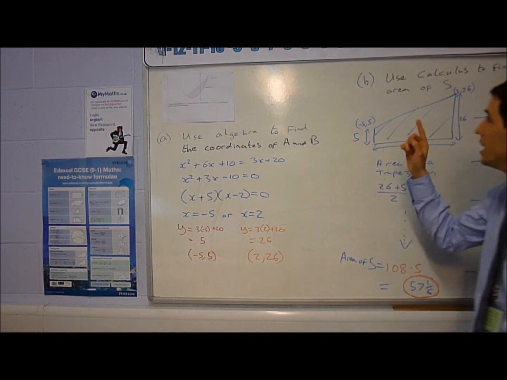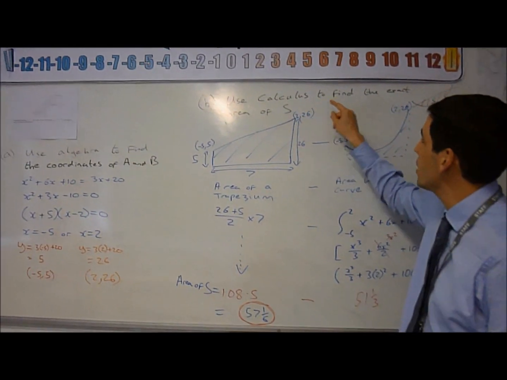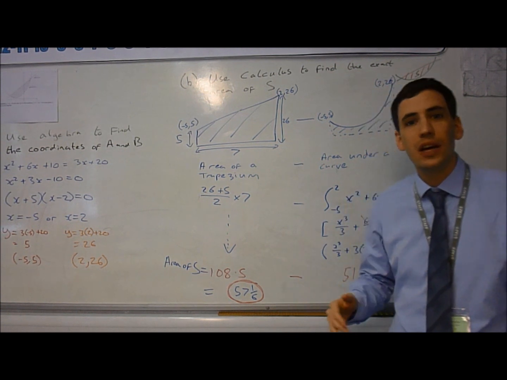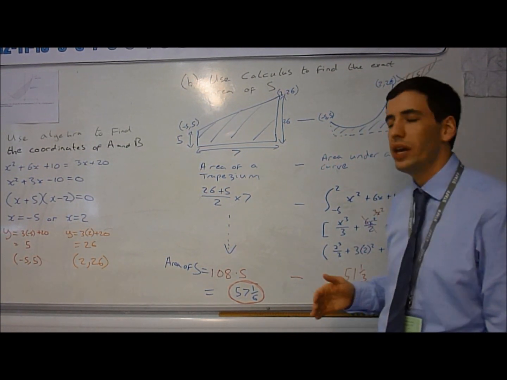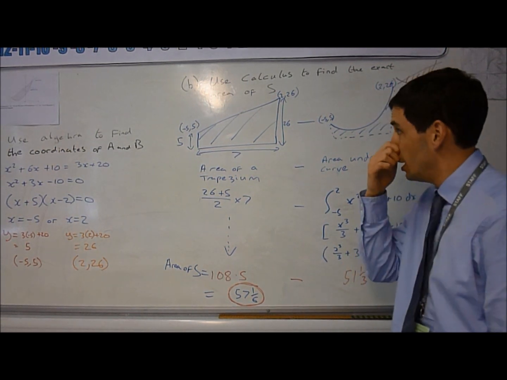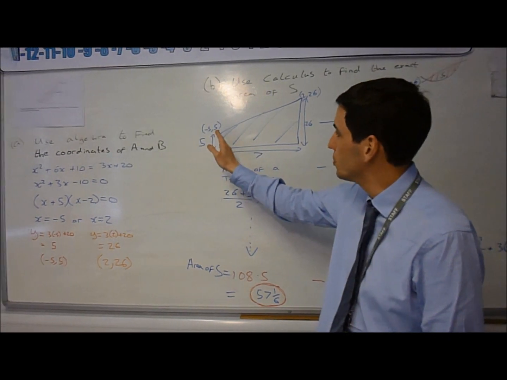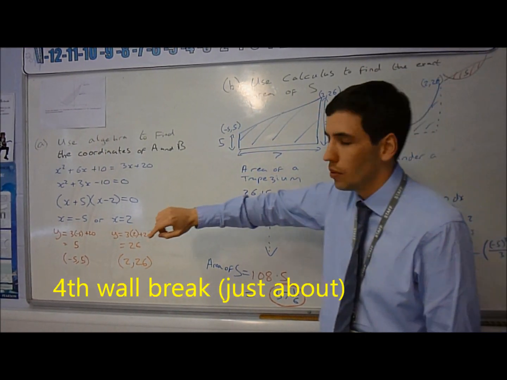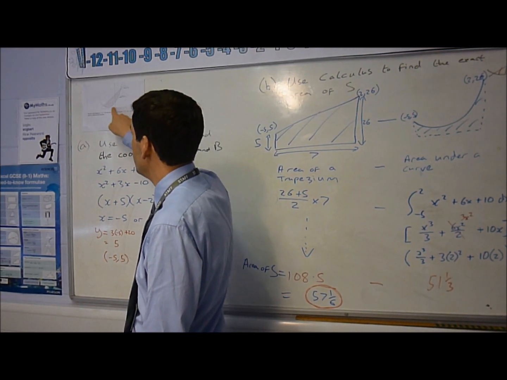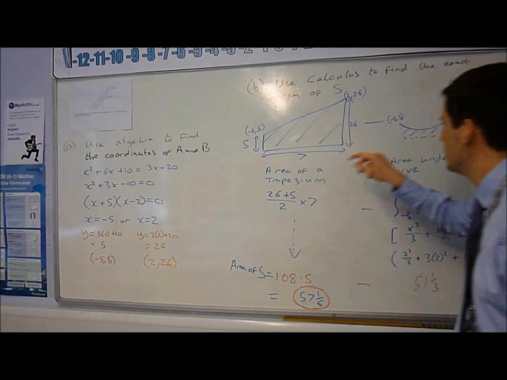Now for part B, this is where they're testing you. It says use calculus to find the exact area of S. Now when we've got a graph and we want the area underneath it, we should know that we integrate to find the area under the curve. In this one, it's a little bit tastier. You've got to spot that there's a trapezium. Can you still see that? Yeah. So there's a trapezium between A and B. There's a curve underneath it.